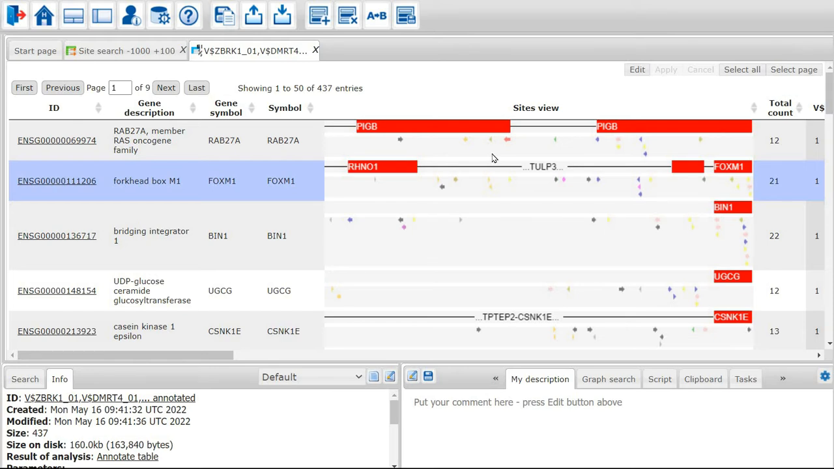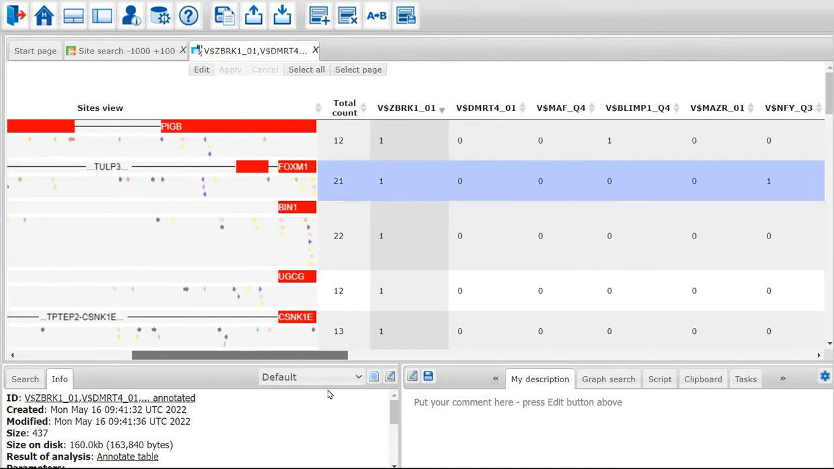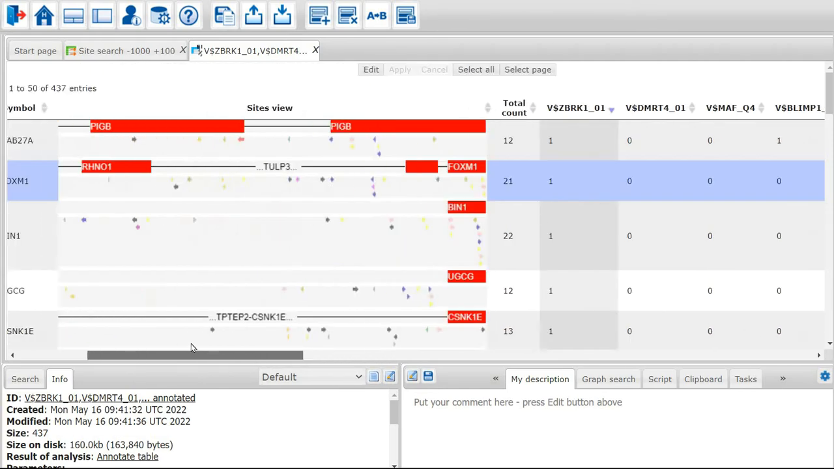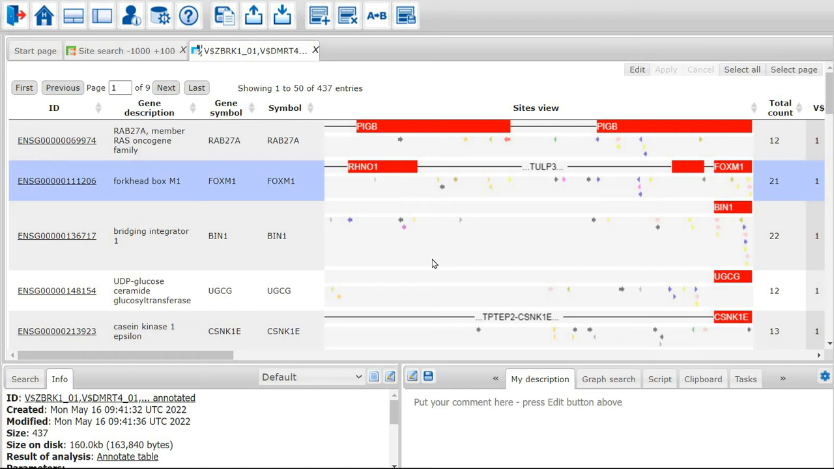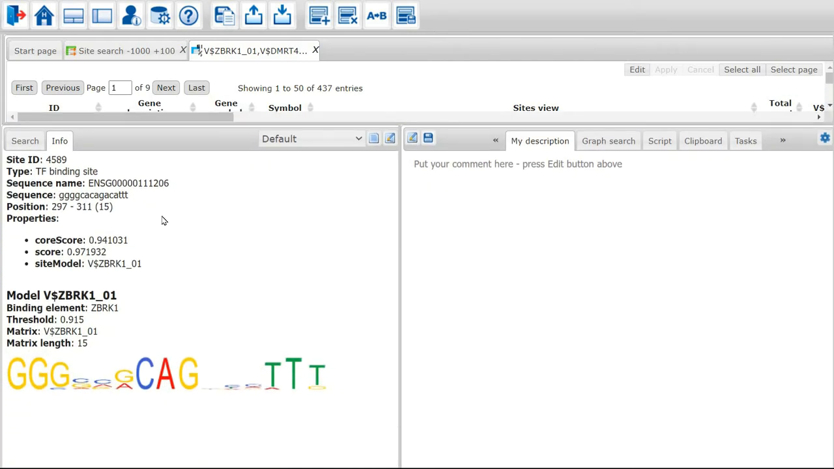The column sites view shows the schematic representation for the matches of different matrices. The column total count shows the number of transcription factor binding sites for all matrices together. The next columns are named as matrices and the numbers show how many matches for each matrix there are in a particular promoter. If I am interested to know more details about each particular match, I can find that information in the info box below. We can see the details about the sequence, the position of the binding sites, the score, the core score, and the matrix logo.